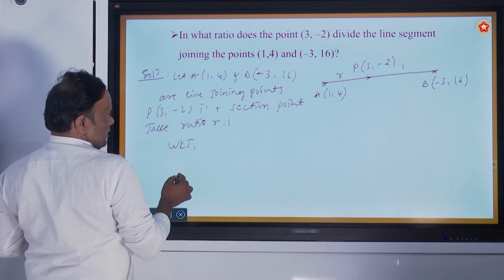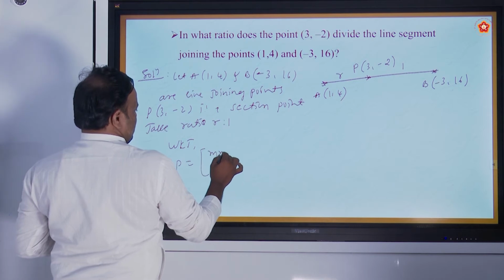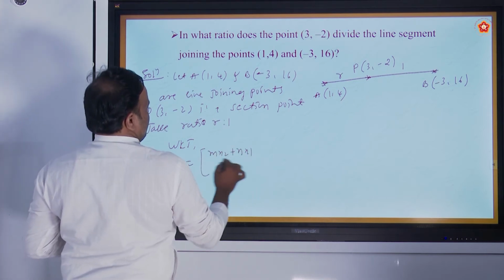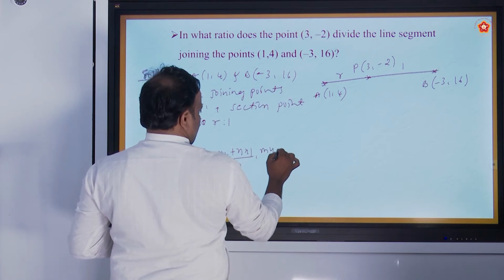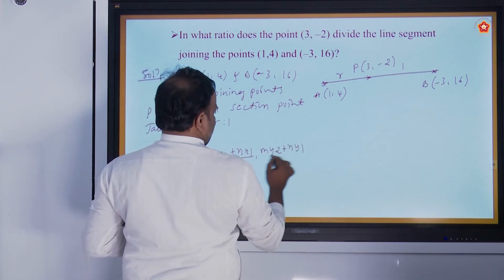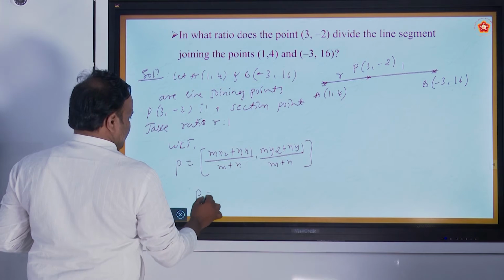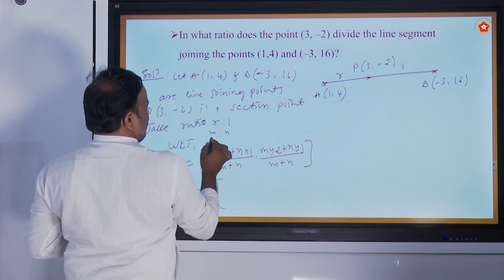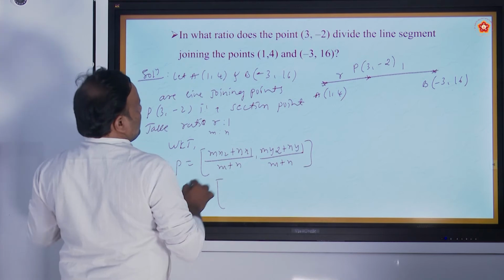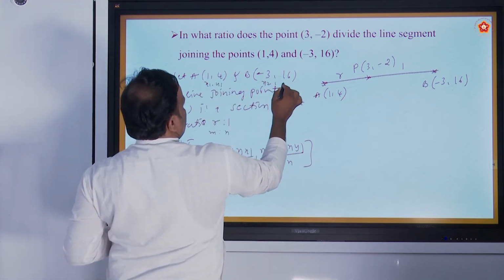What is the formula for internal division? P is equal to (m x2 plus n x1) by (m plus n), comma (m y2 plus n y1) by (m plus n). Okay, substituting values, P equal to, what is m here? You take m raised to n, means m is equal to r, n equal to 1. This is x1, y1. This is x2, y2.